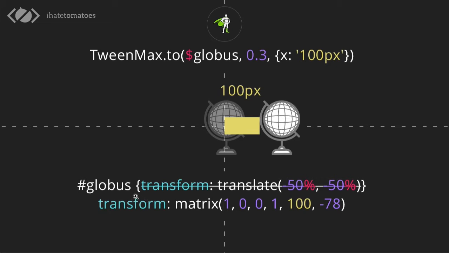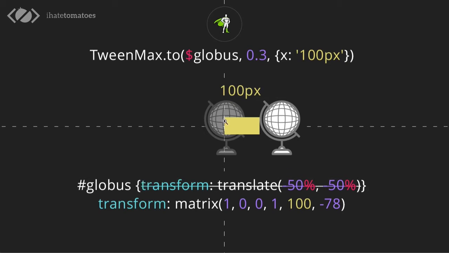What's happening with the styles of our element is that the original transform translate -50, -50% has been overwritten by the GreenSock JavaScript library. Now the transform is set to a matrix with values in it. The most important value is the 100, which is taken from the x 100 pixels.